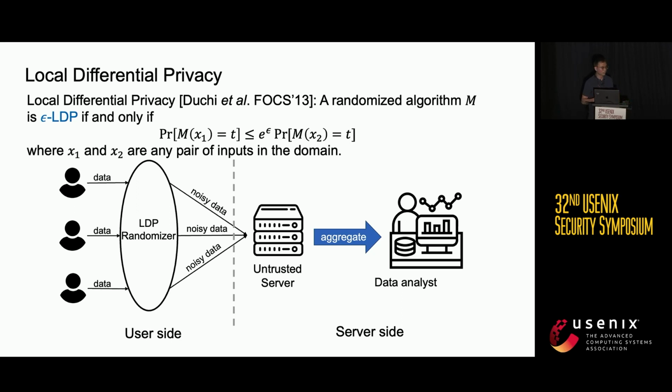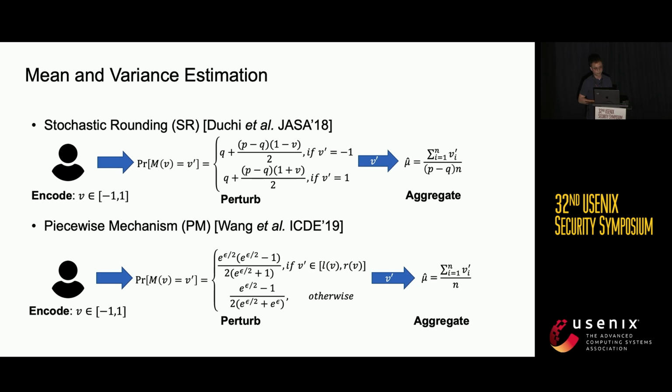But data poisoning attacks encourage us to think about a third factor, that's security. Before that, I want to introduce two algorithms used for mean and variance estimation. Originally these two algorithms are used for mean evaluation: stochastic rounding and the piecewise mechanism. Both convert the original user value into the range of -1 to 1. Then they perturb the data by their perturbation function, and finally the server uses the aggregation function to estimate the mean of the users' values.